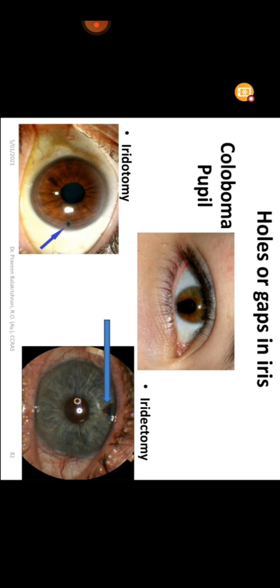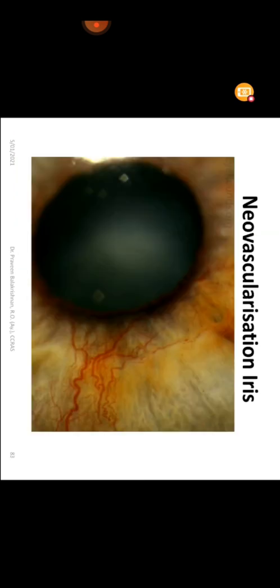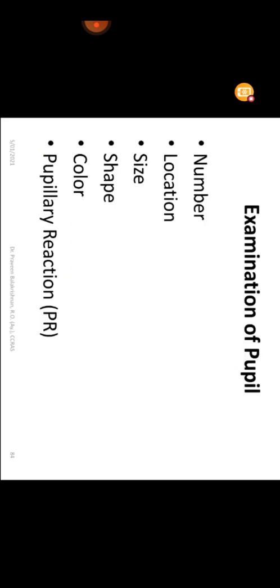So the two images below show that the person has had increased intraocular pressure. Usually the blood vessels on the iris cannot be seen, but in this case you can see neovascularization of the iris. Neovascularization of the iris always indicates that there is retinal hypoxia. That is, the blood vessels in the retina are deficient in supplying blood to the areas, and hence neovascularization has started. Now, examination of the pupil: the number, location, size, shape, color, and pupillary reaction.